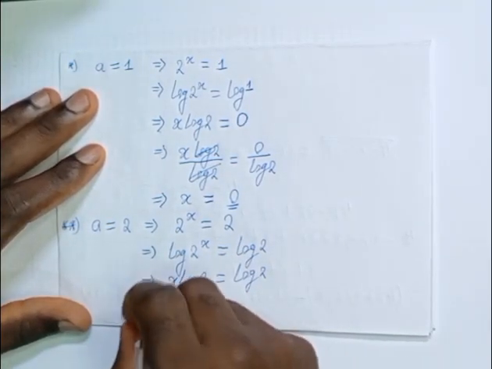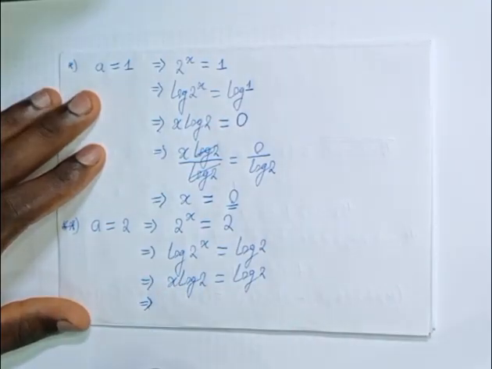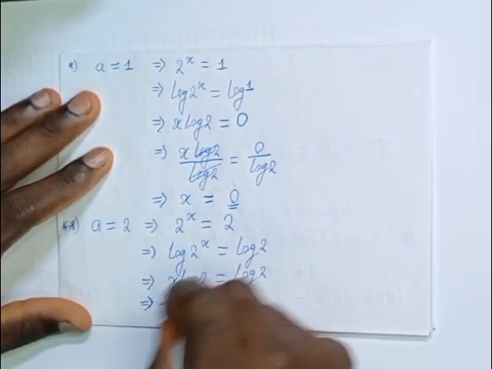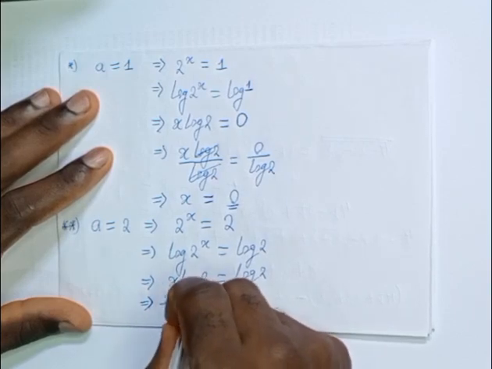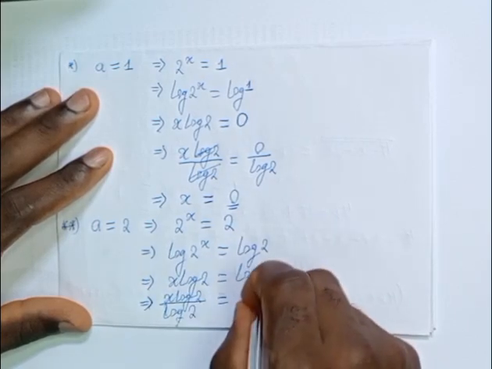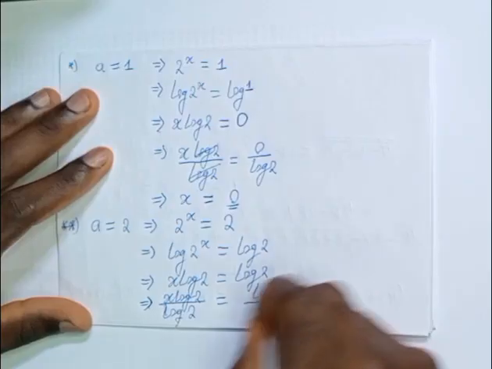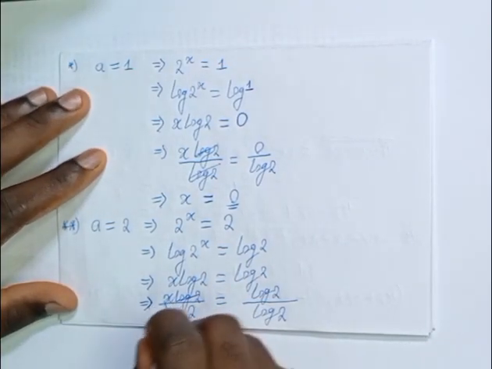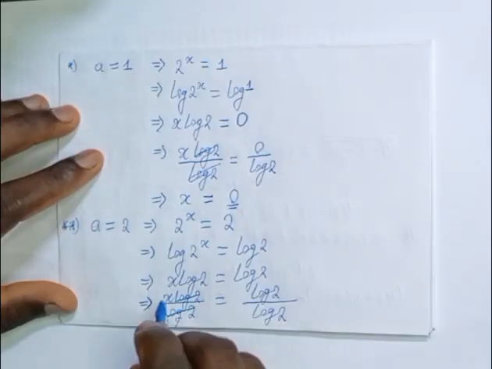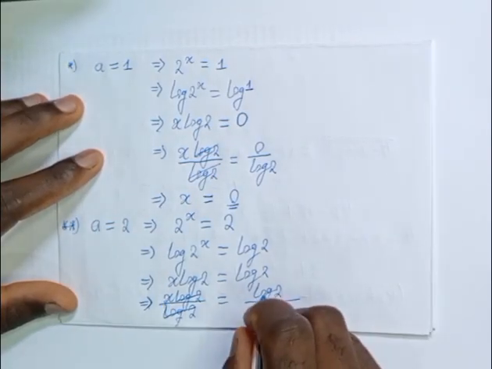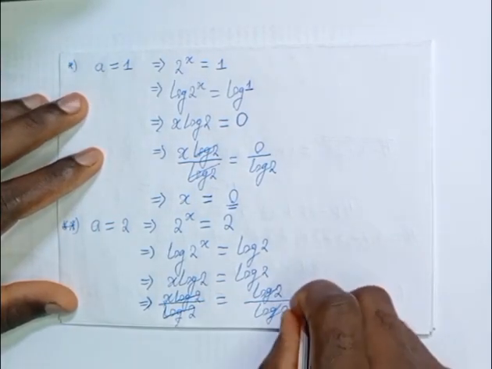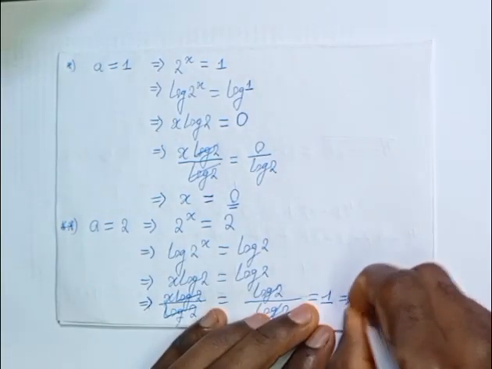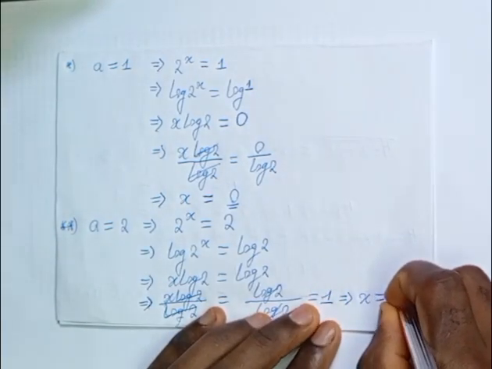Next, we have to divide both sides by log 2, which is a constant. X log 2 divided by log 2 is equal to log 2 divided by log 2. At the left hand side, log 2 will strike off log 2. We will be left with x equal to log 2 divided by log 2, which gives us 1. This will simply imply that x is equal to 1.